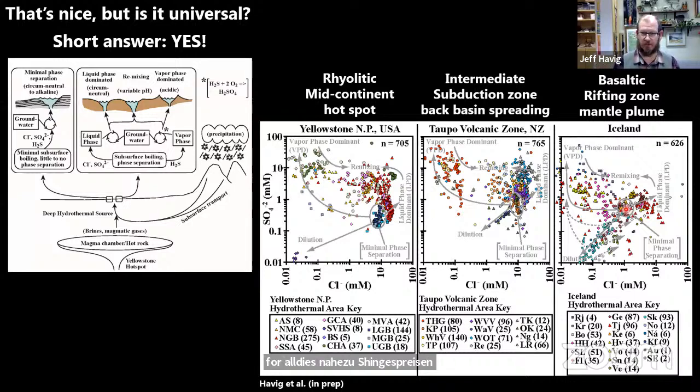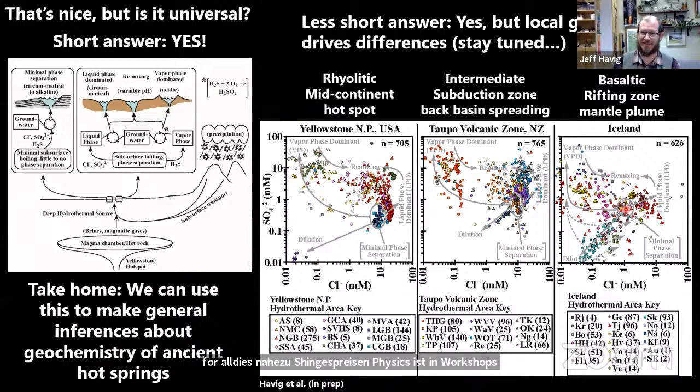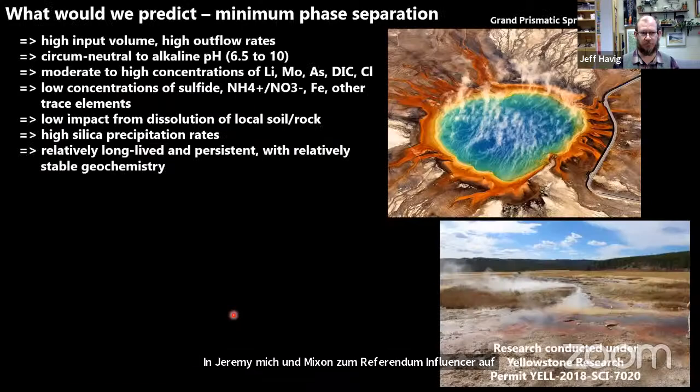But then the slightly less short answer is that there are some differences due to those geologic settings. And so stay tuned, more to come when we get that paper published. But generally we can make some inferences about the geochemistry of ancient hot springs, thinking in terms of the systematic approach, and thinking in terms of what that means for what elements could be available.